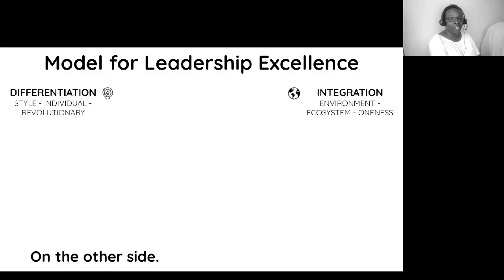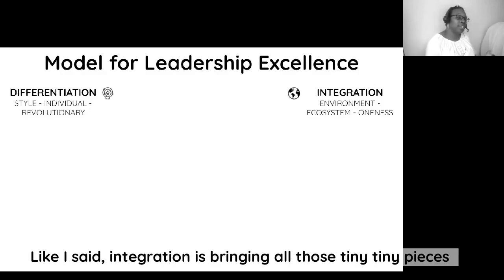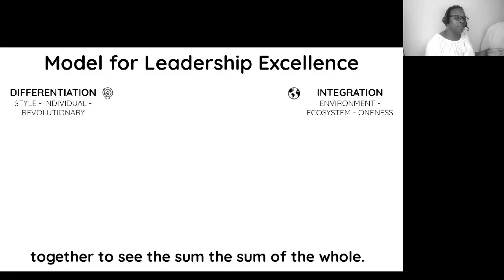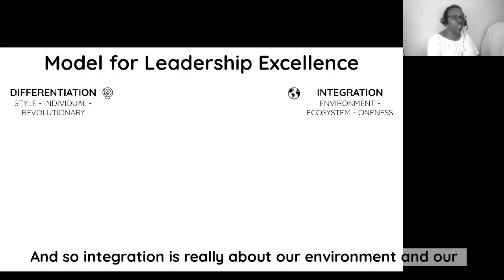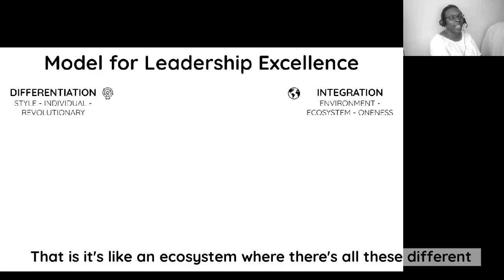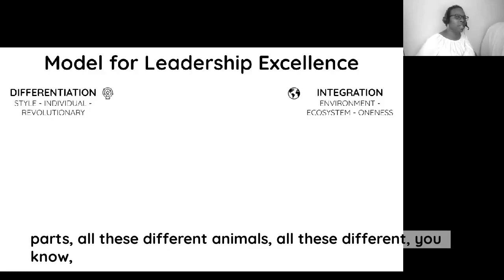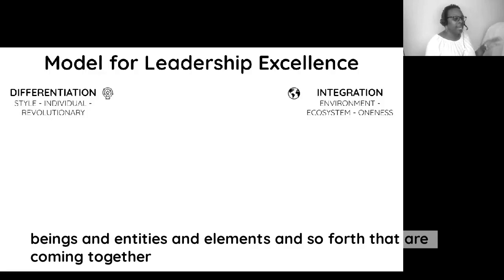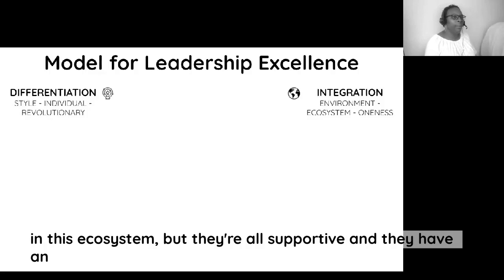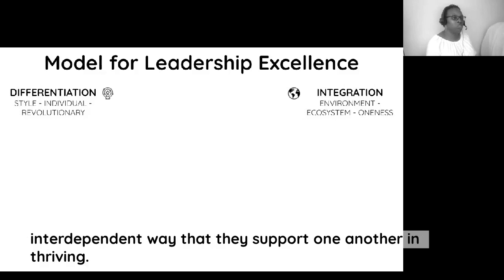On the other side, like I said, integration is bringing all those tiny, tiny pieces together to see the sum of the whole. And so integration is really about our environment and our environment being one that is like an ecosystem where there's all these different parts, all these different animals, beings and elements and so forth that are coming together in this ecosystem, but they're all supportive and they have an interdependent way that they support one another in thriving.